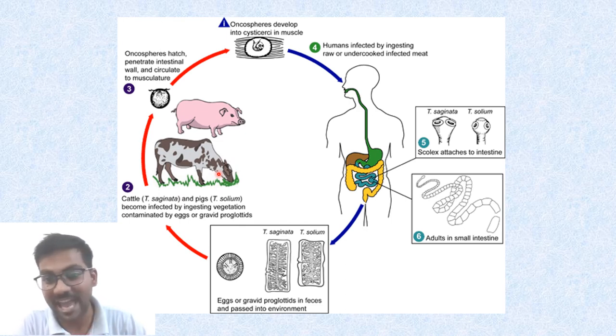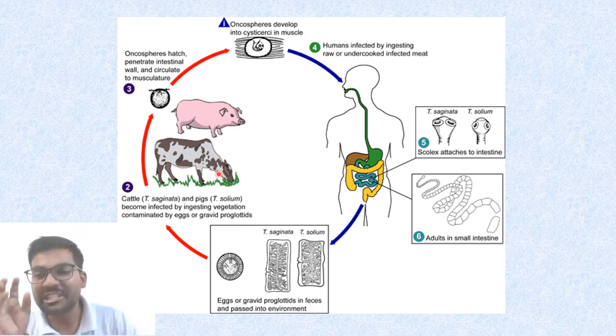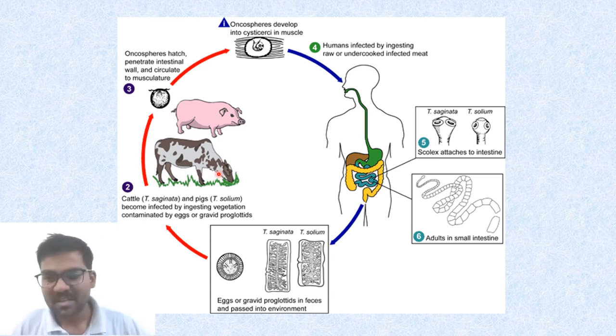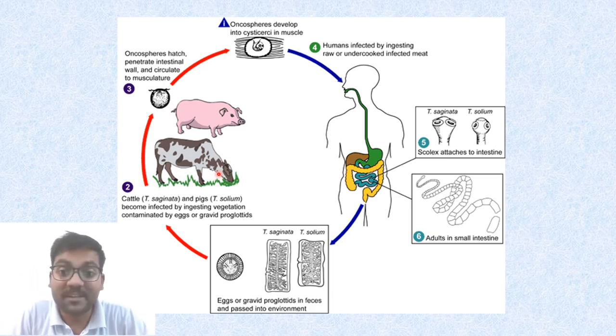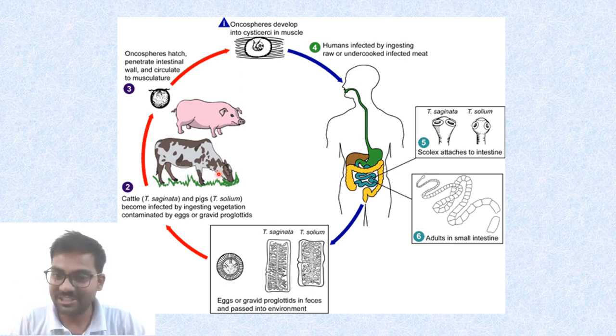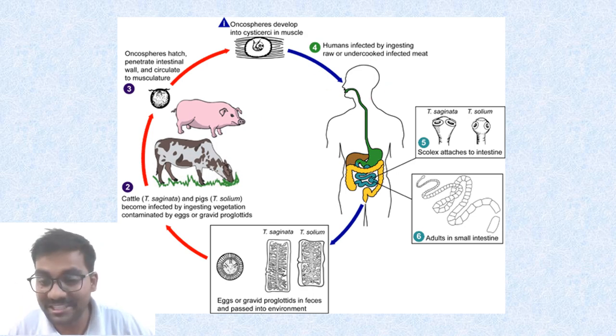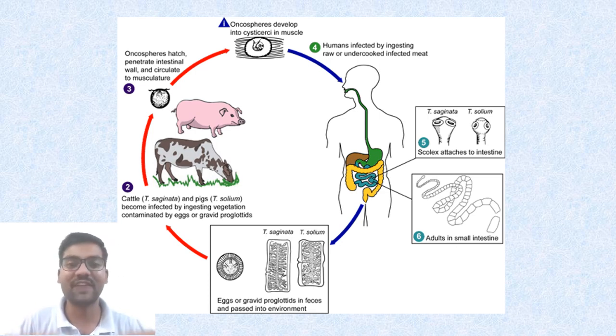which will go into the GI tract of these animals, where they will mature into larvae, and the larvae will go into the bloodstream of these animals and develop into cysticerci. When people eat the meat of pig or any cattle and do not cook it properly, the cysticerci present in the muscle, in the flesh of these cattle, pigs or other animals, will go into the GI tract of a normal person.